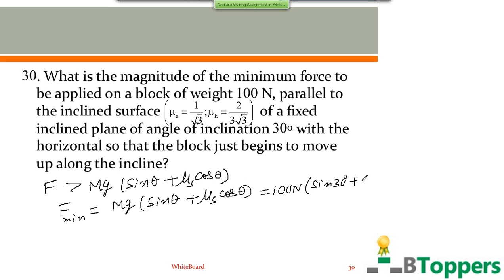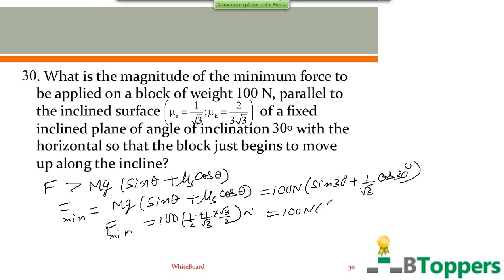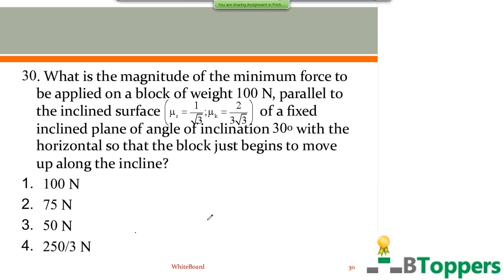Theta is 30 degrees. Mu s equals 1 by root 3. So you can substitute sin 30 degrees equal to 1 by 2 and cos 30 degrees equal to root 3 by 2. So you get the answer as 100 newtons. So for question number 30, the first option is the answer.